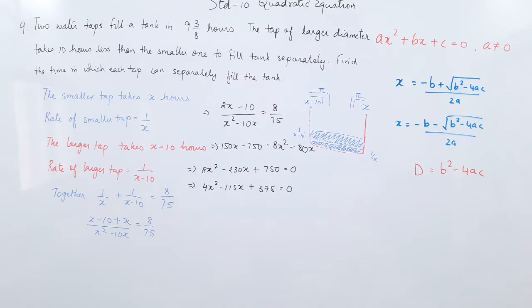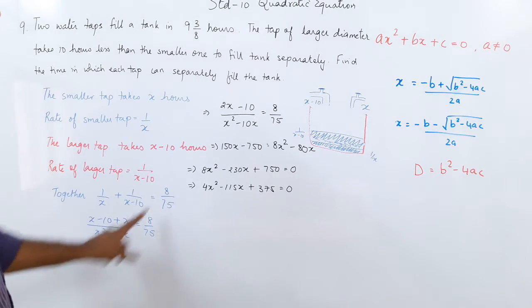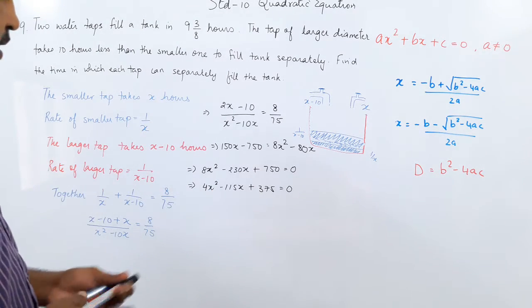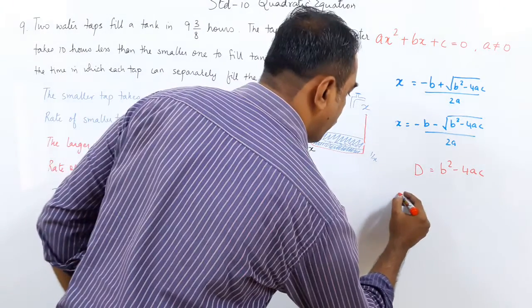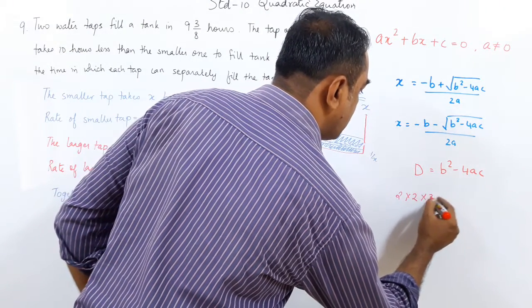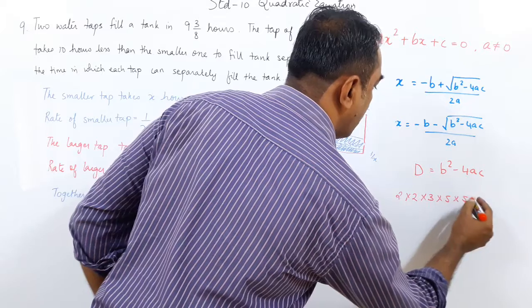Now we have to work it out again. So kindly be careful with the working out. The mistake I have made, you will not repeat. But this is what we get again. So the factors of 4 are 2 into 2 and 375 is 3 into 5 into 5 into 5.